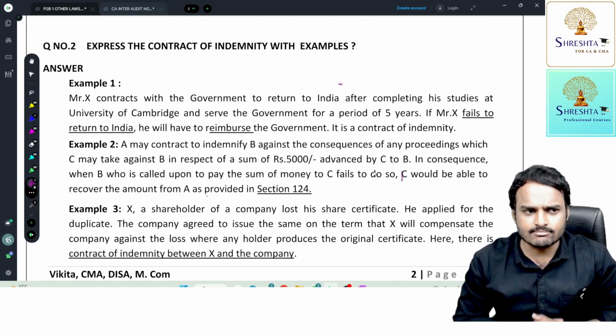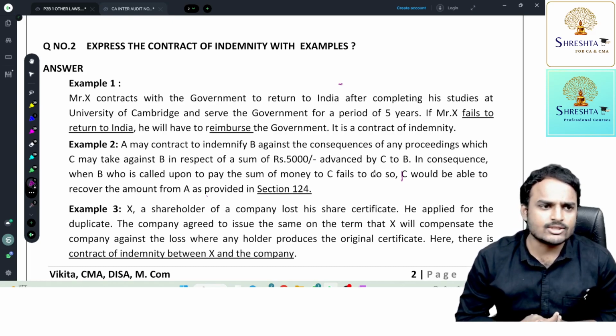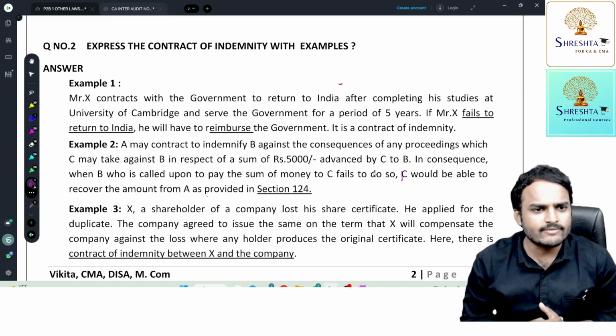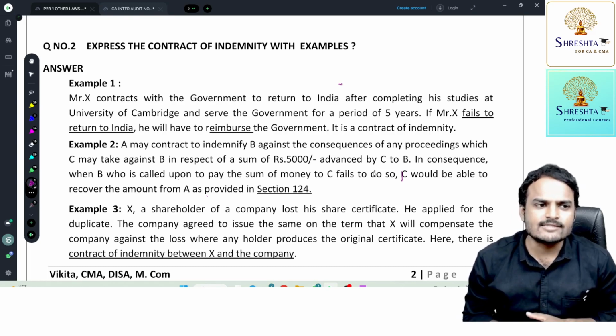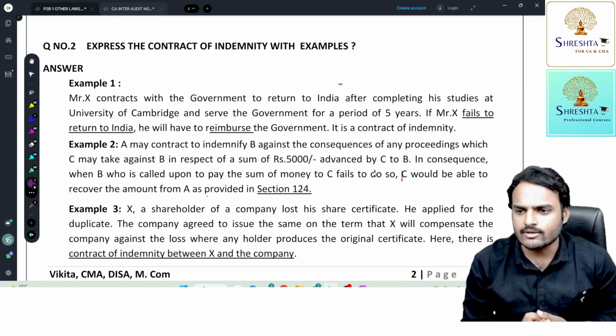Let me discuss these examples. Mr. X contracts with the government to return to India after completing his studies at the University of Cambridge and serve the government for a period of 5 years. If Mr. X fails to return to India, he will have to reimburse the government. It is a contract of indemnity, correct?